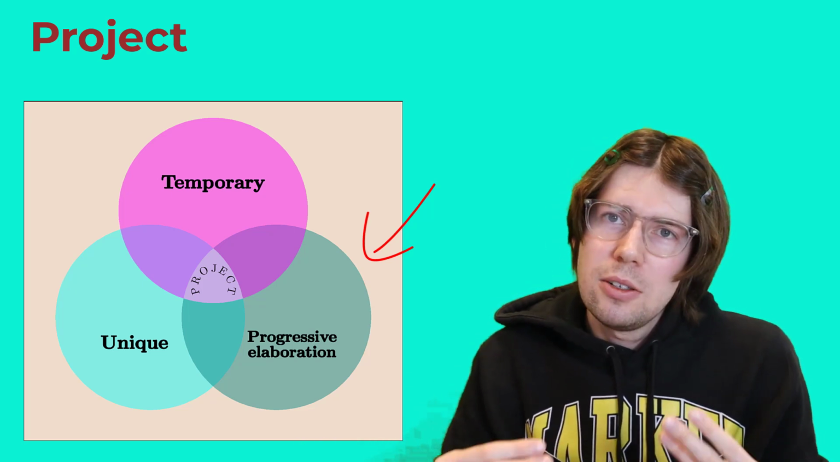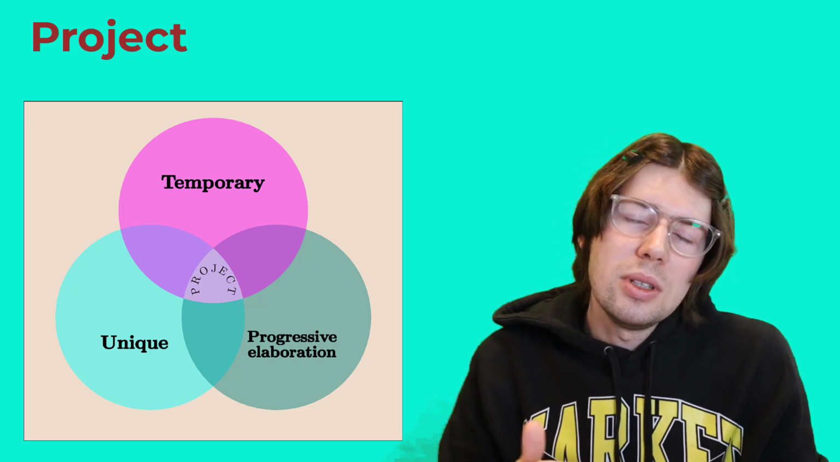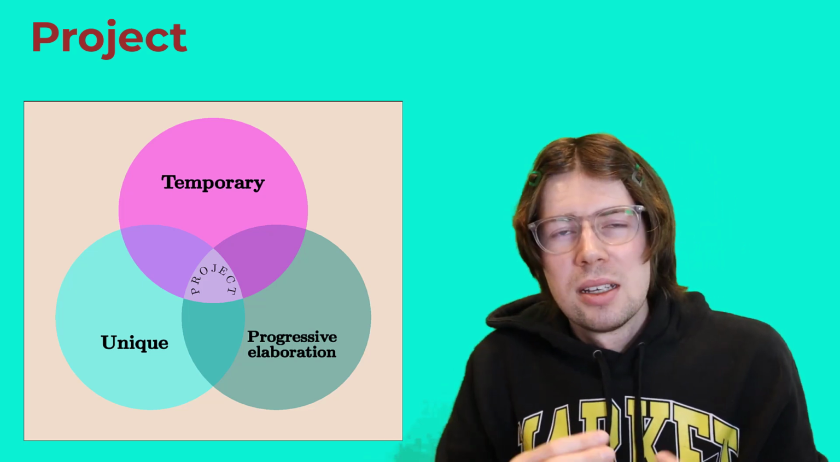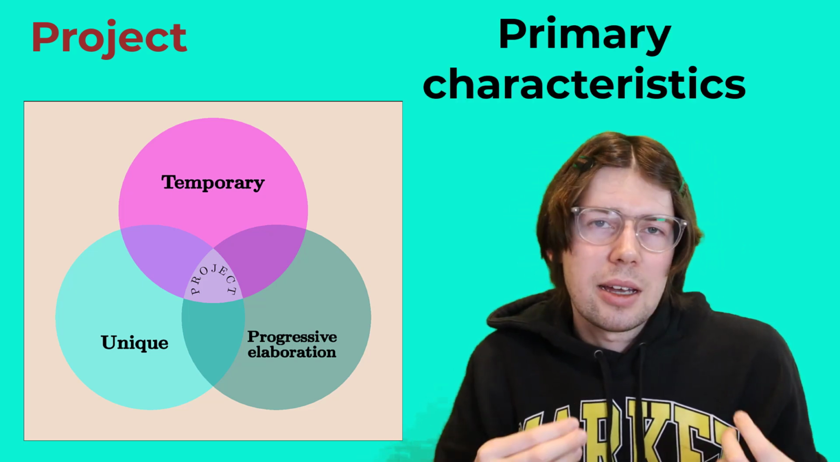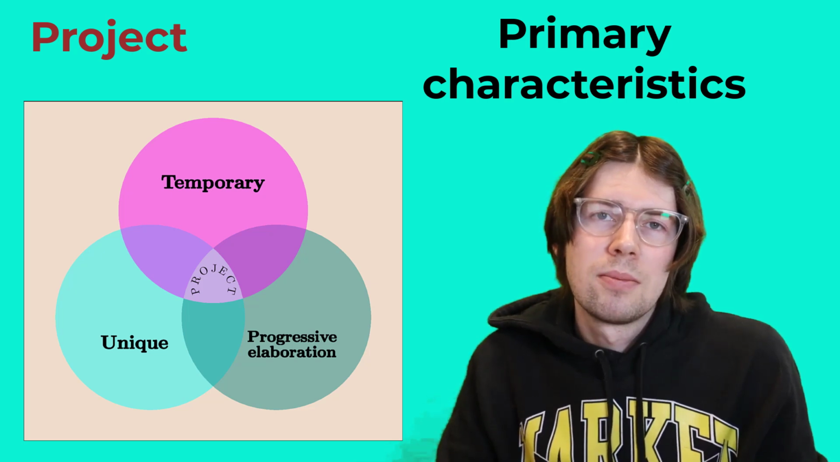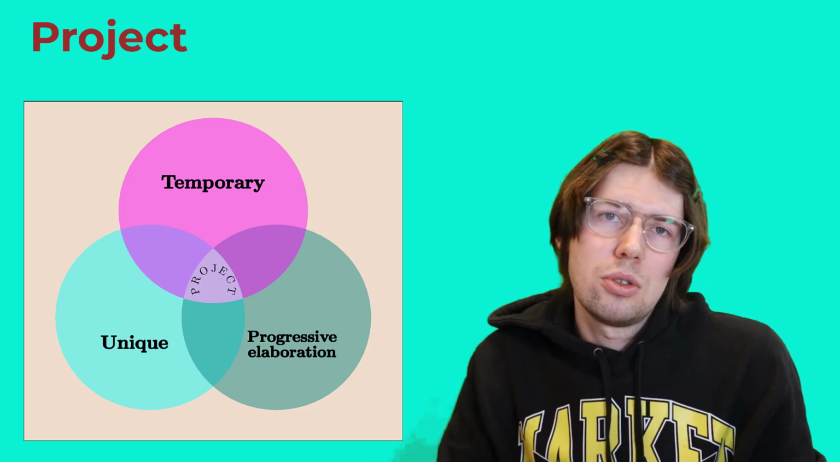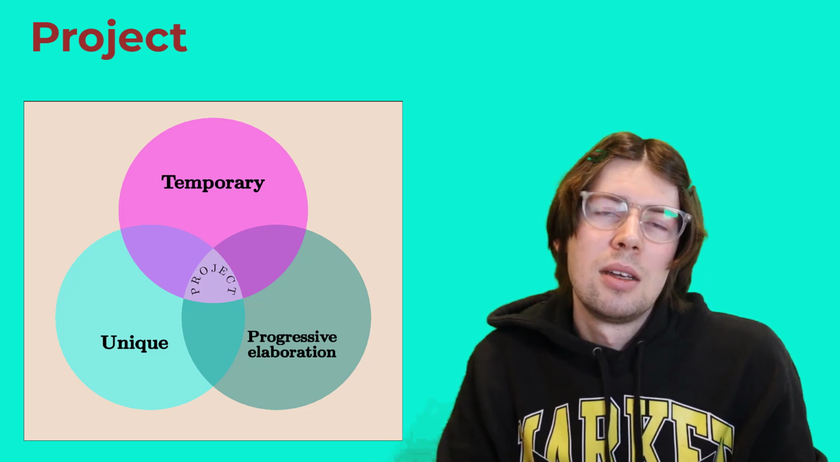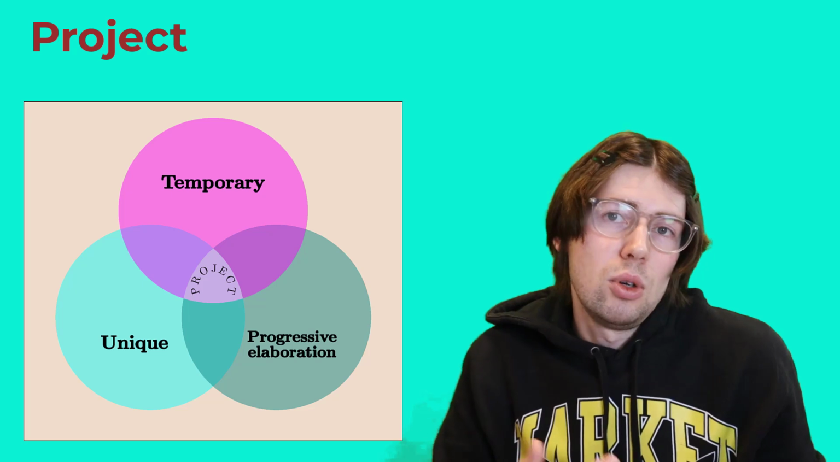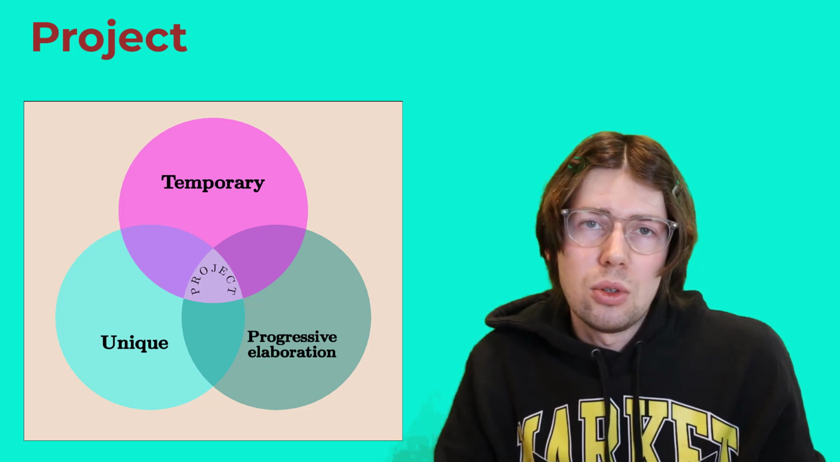So these 3 things, temporary, unique, and progressive elaboration, are called primary characteristics of a project. An activity needs to have all three of these in order to be considered a project. If it's missing one or two or even all of them, it is simply not a project.